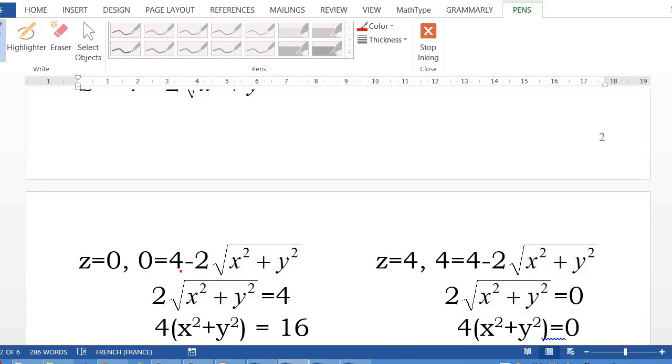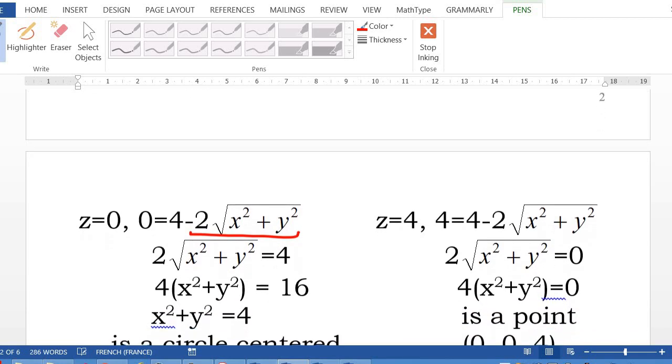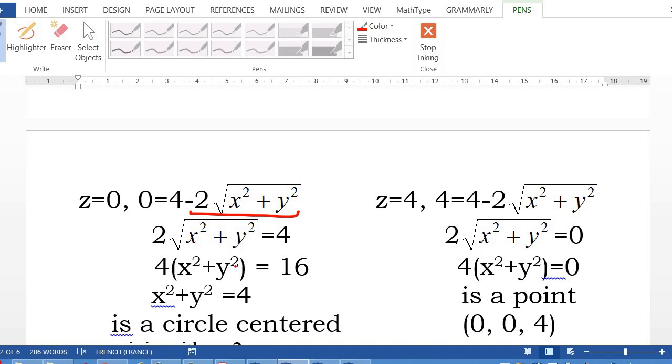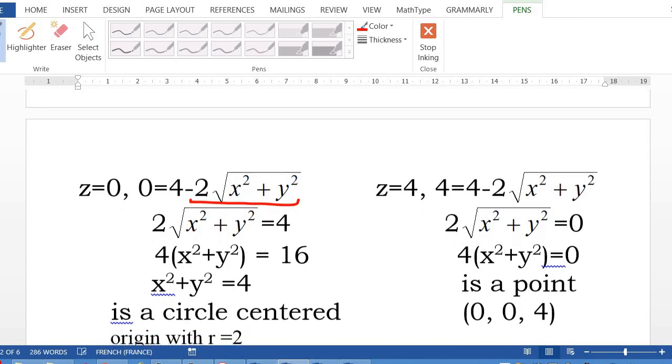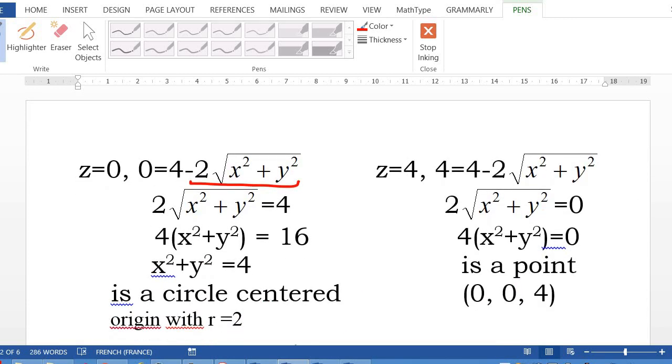Okay, and then you bring the negative 2 sqrt(x squared plus y squared) to the other side. So you have 2 times sqrt(x squared plus y squared) equal to 4, and then you square both sides. You have 4 times (x squared plus y squared) equal to 16. Hence x squared plus y squared equal to 4.